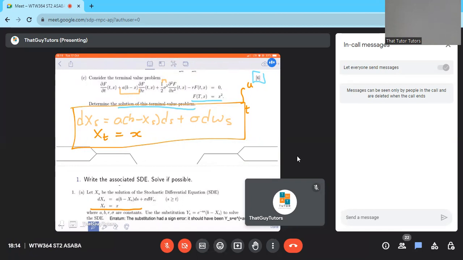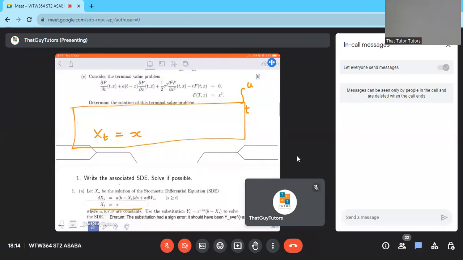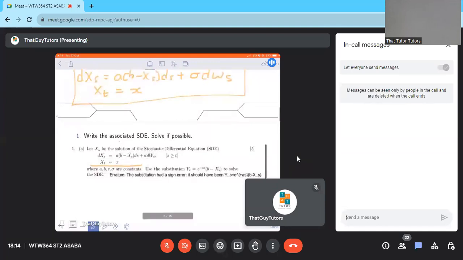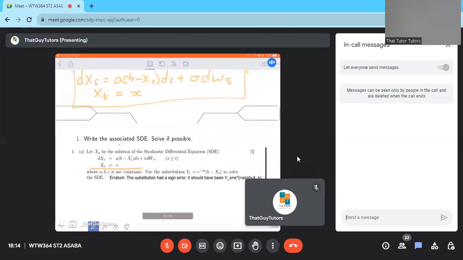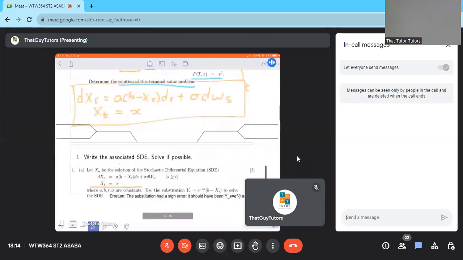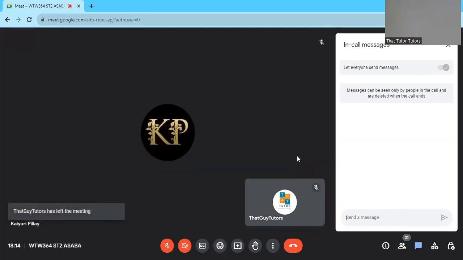And then they ask you to solve it. So again, I'm not going to do anything related to solving the stochastic differential equation. I hope this question doesn't have an error as well. I'm not going to do any question related to how to solve the stochastic differential equation because I assume that you can, because I think there's only one person who asked about the stochastic differential equation.